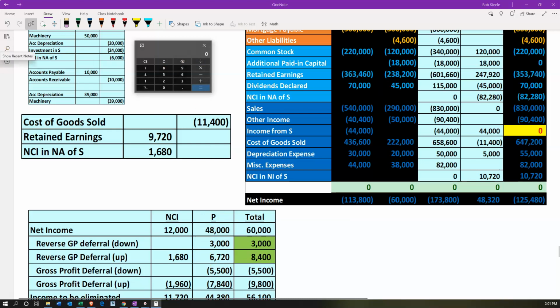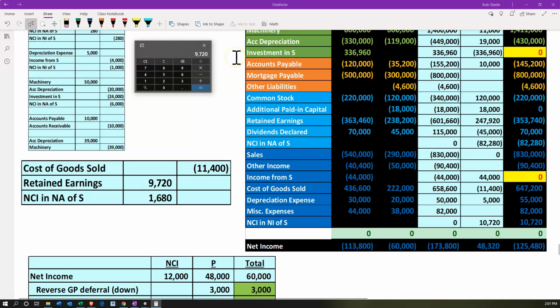The 6720 and the 3000 is that 9720. So we're debiting the 9720, again, not going to the investment account up top. Why? Because it wasn't included when we did the equity method. This amount wasn't included in the calculation of the equity method, therefore, it's going to the retained earnings.